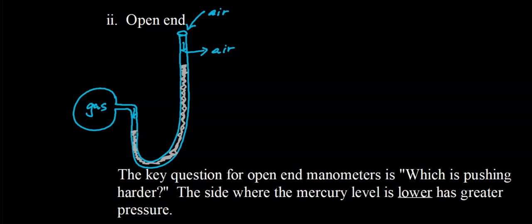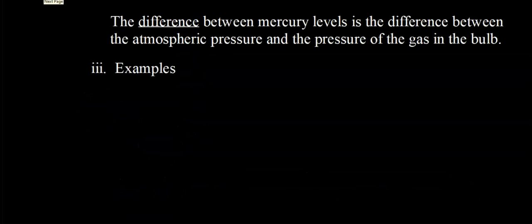And so the key question for open-end manometers is this: which is pushing harder? You have the gas pushing on the left side of the mercury in the U-tube, and you have the air pushing on the right. Here's how it works. It's kind of like a balance. Whichever side has more pressure will be lower. So in this particular example, the gas is pushing harder on the mercury over here on the left than the air is pushing on the right. Well, how much harder? This time, the difference between the mercury levels is not the pressure, but rather the difference between the air pressure and the pressure of the gas in the container.